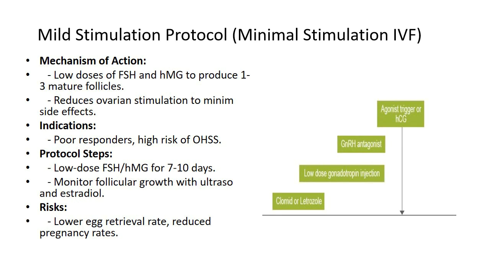3. Mild stimulation protocol, mini IVF. Lower gonadotropin doses, 75 to 150 international units per day. Reduced risk of OHSS and multiple pregnancies. Ideal for women with poor ovarian reserve or mild ovarian stimulation.